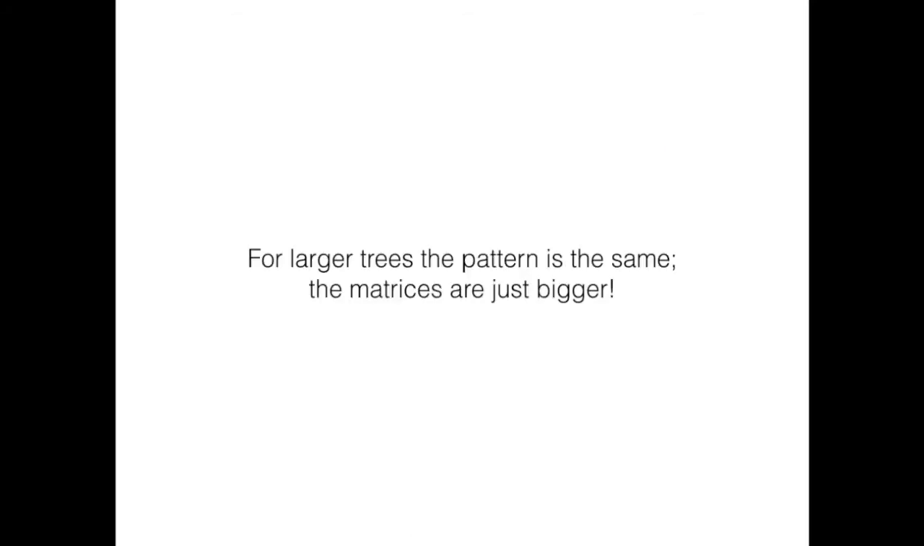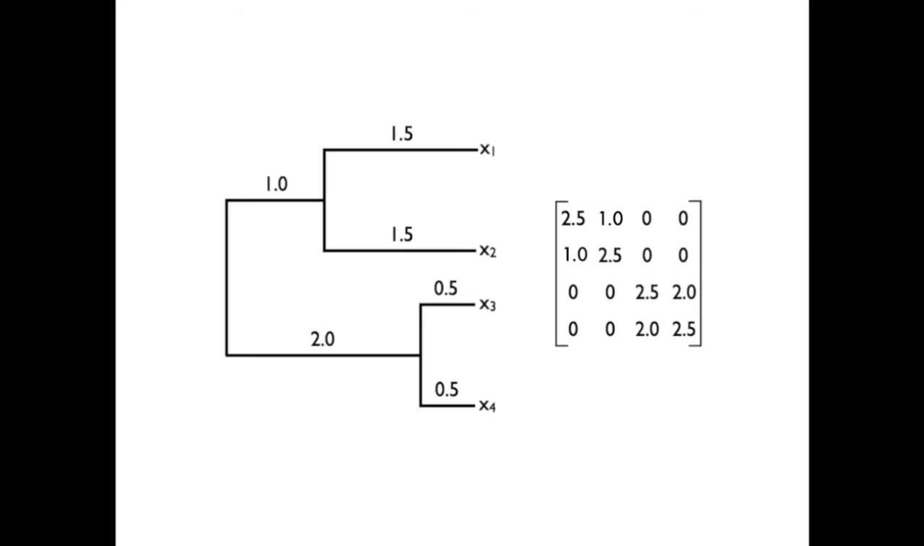For larger trees, the pattern is exactly the same. Our tip data will follow a multivariate normal distribution that we can describe with a vector of means, all of which are equal to the starting value, and a variance-covariance matrix taken from the shape of the tree. The only thing that happens with bigger trees is that our matrices get bigger. For example, in a phylogenetic tree with 4 species and these branch lengths plotted here, we have a 4x4 variance-covariance matrix, and the elements of those matrices are the same as what we had before.